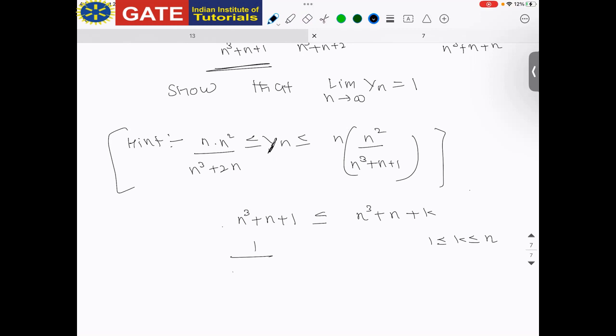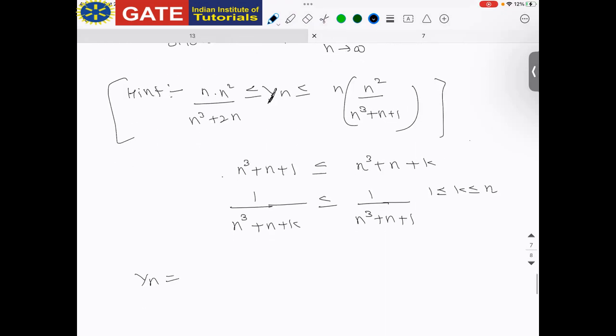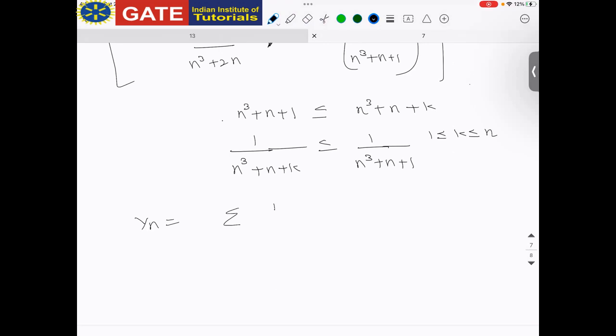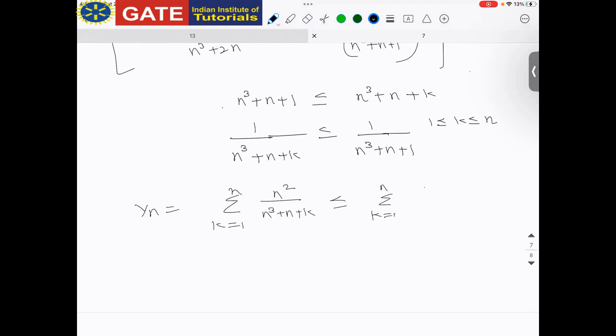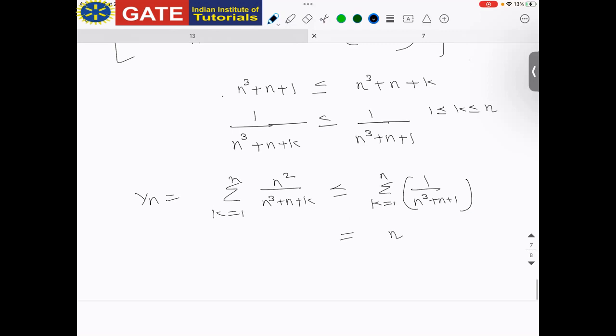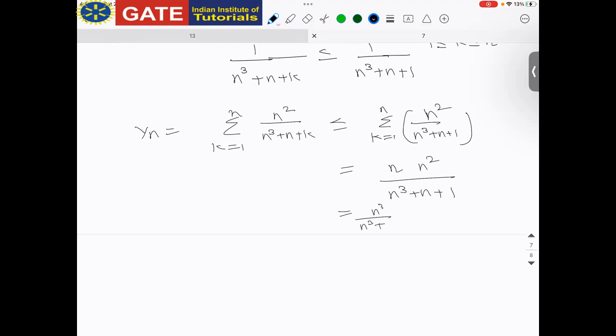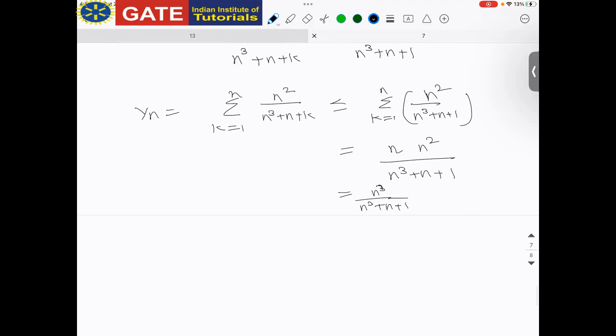Now the reciprocal of this, 1 by n cube plus n plus k, is less than or equal to 1 by n cube plus n plus 1. So yn is the summation of n square by n cube plus n plus k, k from 1 to n. Each term is less than this, so this is the summation k equal to 1 to n of n square by n cube plus n plus 1. But this is independent of k, so this will be n times n square by n cube plus n plus 1, that is n cube by n cube plus n plus 1. This is our first one-sided inequality.